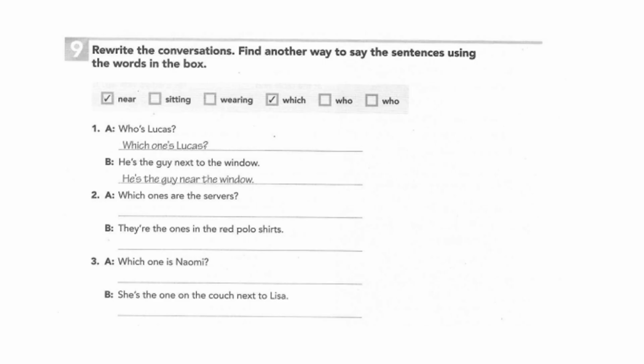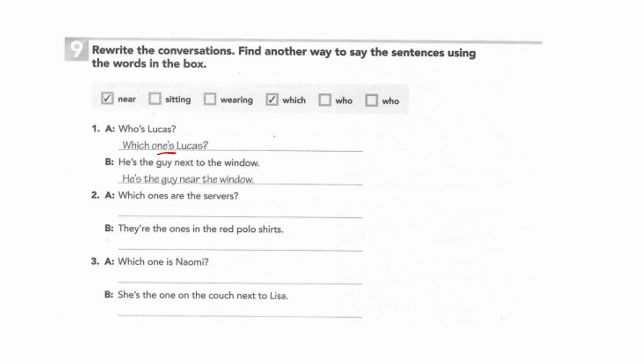Using these words in the box, we're going to find another way of saying the same thing. For example, who's Lucas? Well, if I use which, I can say which one's Lucas, and it's the same thing. Who's Lucas and which one's Lucas are the same questions, but with different structures. Don't be confused by this, guys. This is not ones in plural because Lucas is singular.